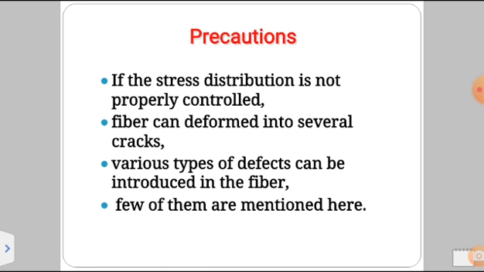Next, we have to minimize this coupling loss, this fiber joint loss. To minimize this, some precautions must be taken. If the stress distribution is not properly controlled, the stress distribution being the stress on the emitting end of the fiber and the receiving end of the fiber, then definitely it leads to losses. So if we take precautions, if the stress is applied uniformly, then definitely we can control it. Another one: the fiber can deform into several cracks. We have to avoid this.